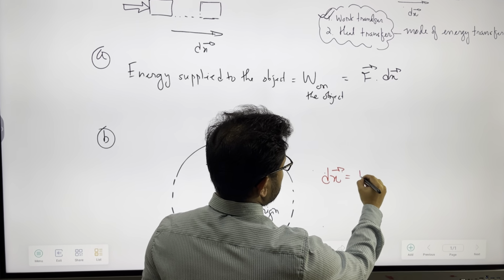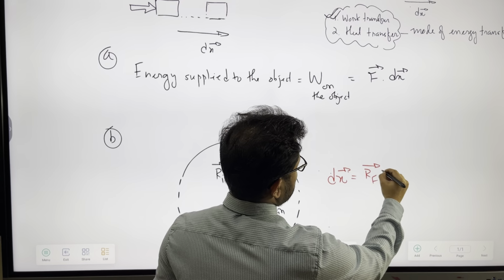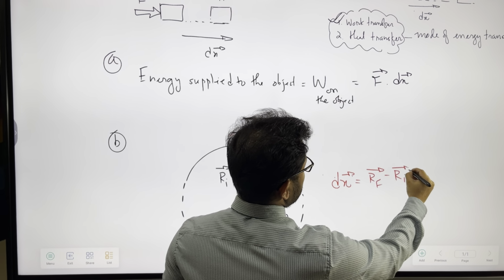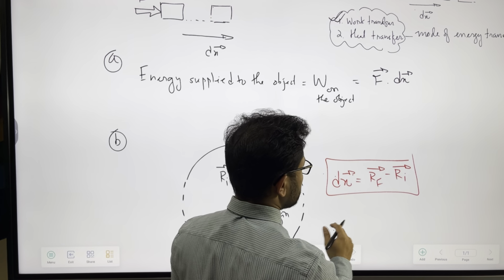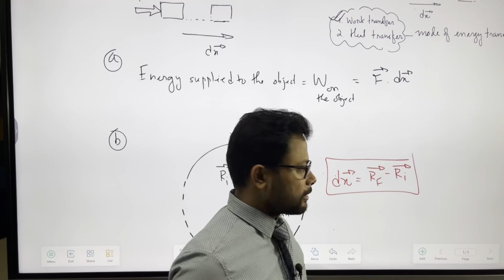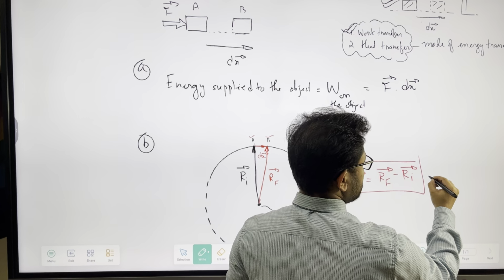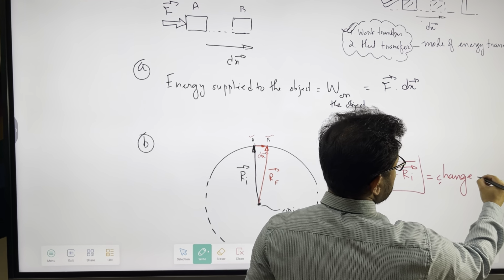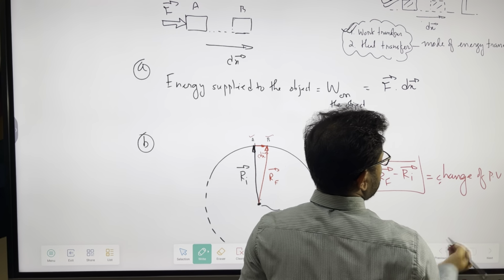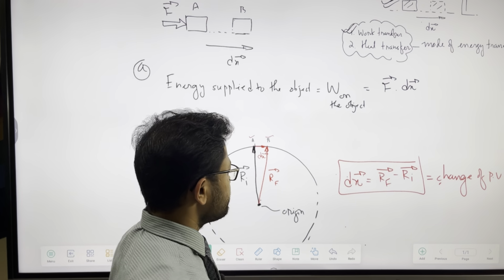Then from this triangle vector addition, you know that this dx vector is basically Rf vector minus Ri vector, which can also be termed as a change of position vector. Change of position vector. Okay, great.